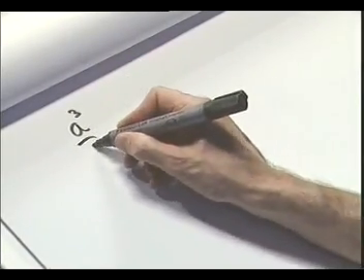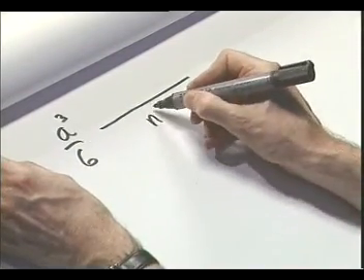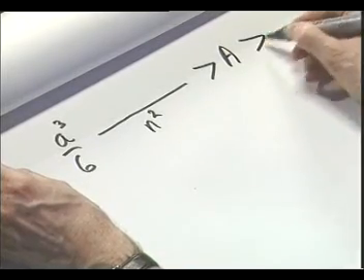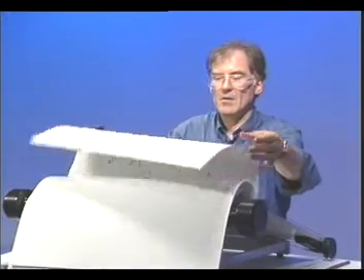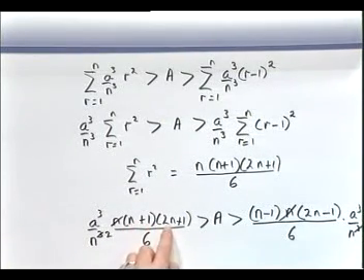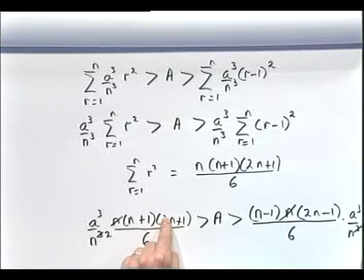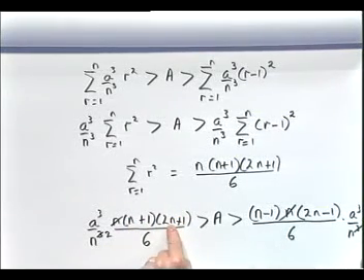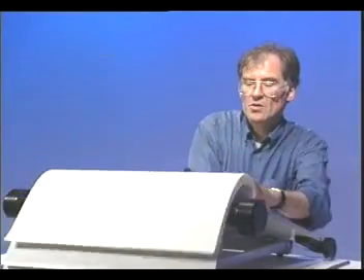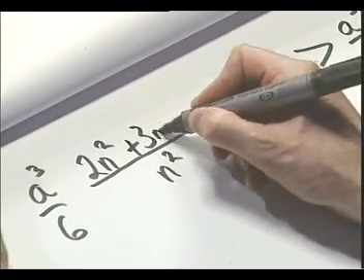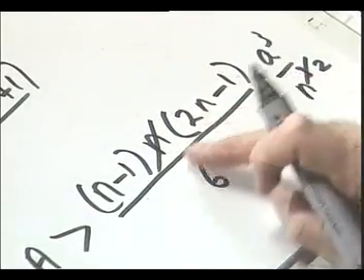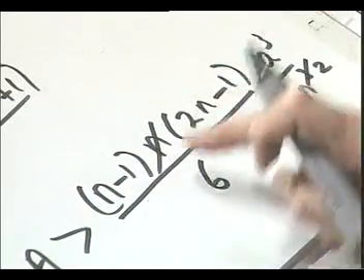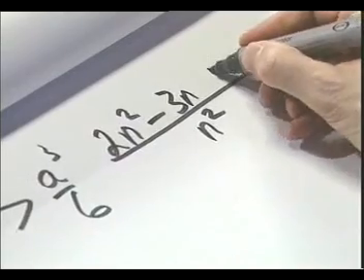So I'll have a cubed over 6 all over n squared greater than a cubed over 6 all over n squared. Now let's just go back and look at these brackets. This is n plus 1 times by 2n plus 1. So it will give us 2n squared, n and 2n, which will be 3n plus 1. So we'll have 2n squared plus 3n plus 1. And this bracket will give us again 2n squared, but then minus 2n and minus n will be minus 3n and plus 1. So again, 2n squared minus 3n plus 1.